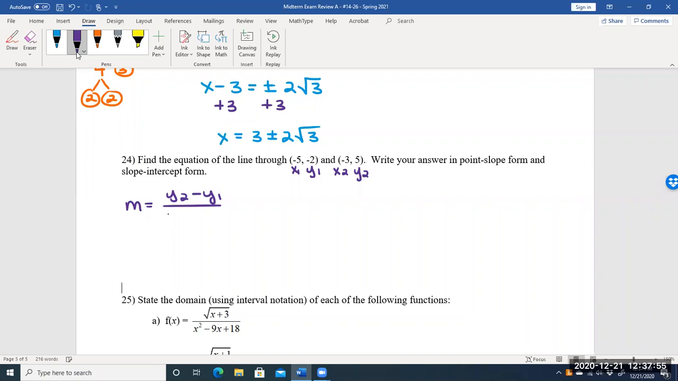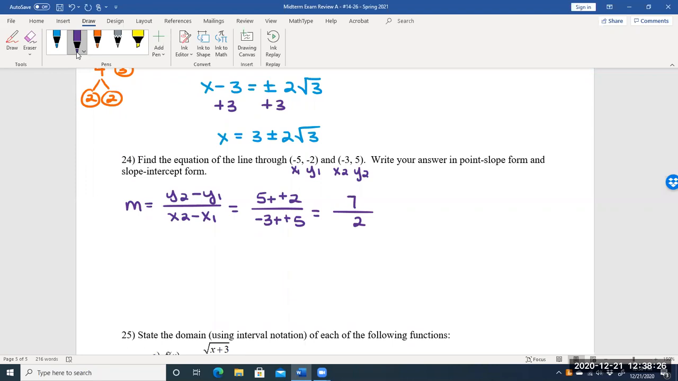And so our formula for slope is y2 minus y1 over x2 minus x1. So we're going to have 5 minus negative 2 over negative 3 minus negative 5. When you subtract a negative number, we can change to plus plus here. So we're going to get 7 over 2 as our slope.